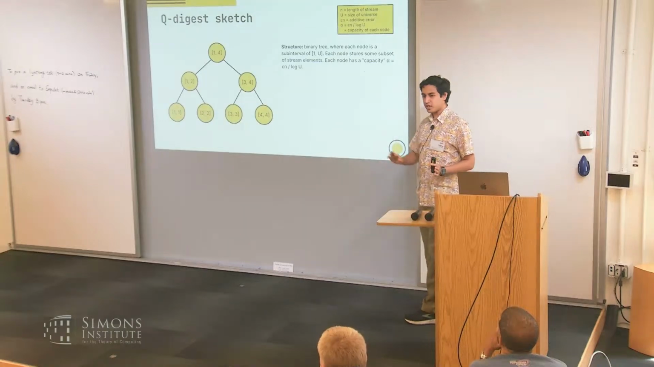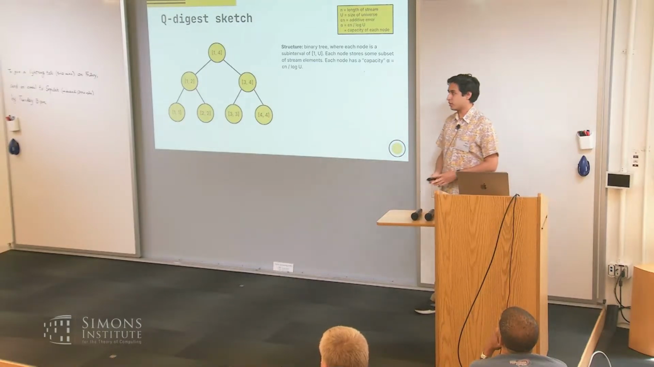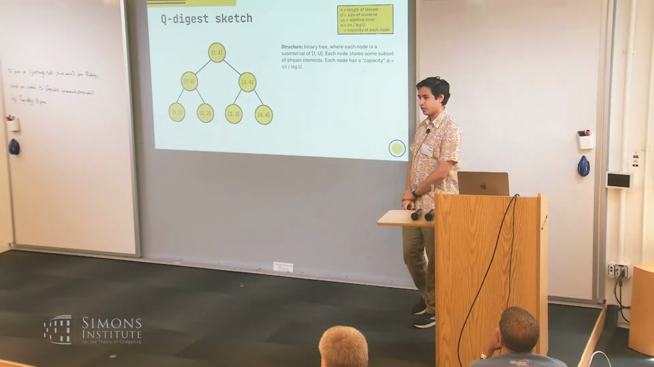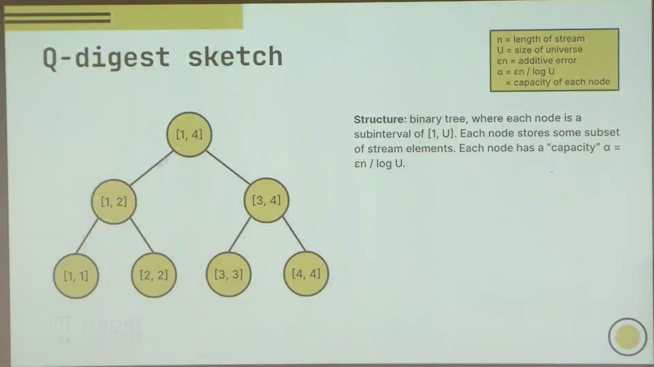Okay. So I'm going to start by describing the Q-digest sketch that I mentioned earlier. This is the one that gets epsilon inverse times log u words of memory. Imagine that we have a big binary tree on the entire universe of size u. It's a massive binary tree. Obviously, we can't store the whole binary tree, but just imagine it in your head.